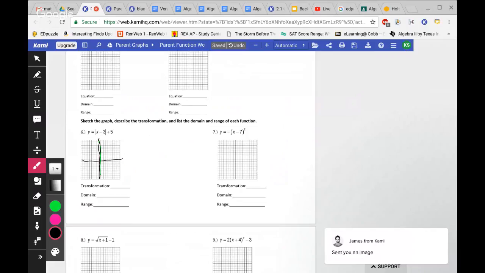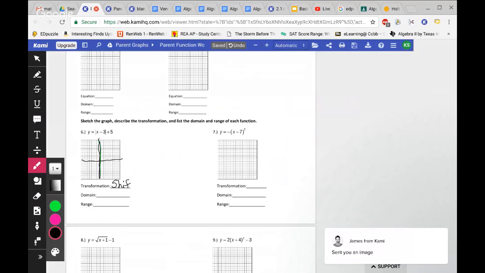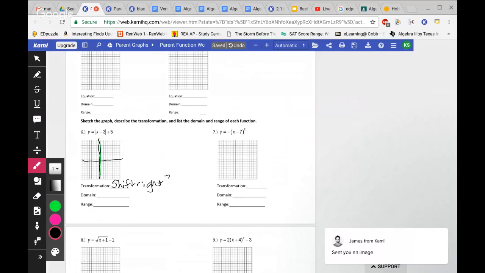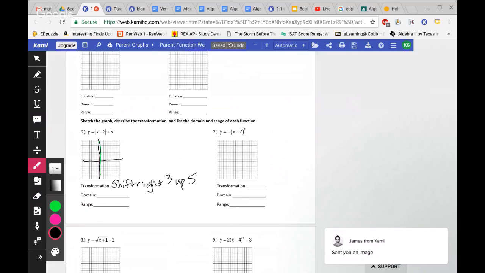But my transformation is going to be, if it's inside the parentheses, I'm going to be shifted what? Do you remember? 3 right. Yep, shift right 3. And then outside the parentheses, up 5. Okay, I understand that now. So let's just draw that. Shift right 1, 2, 3. Up 1, 2, 3, 4, 5.